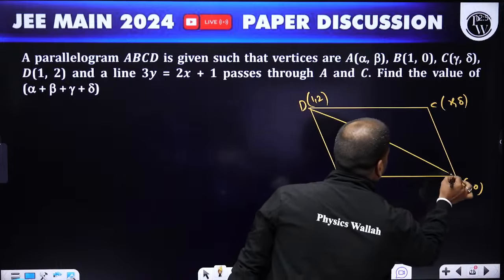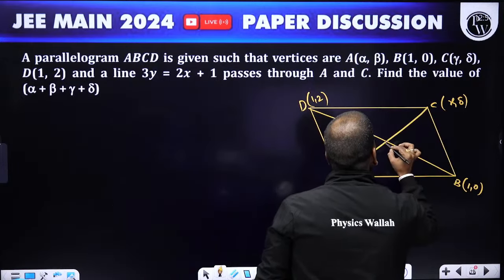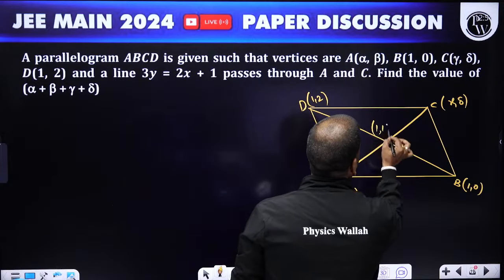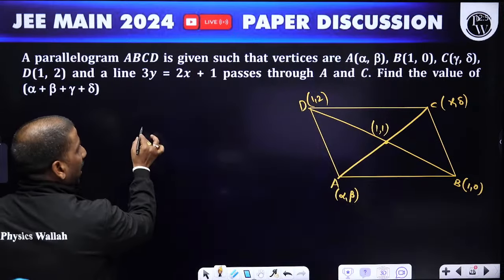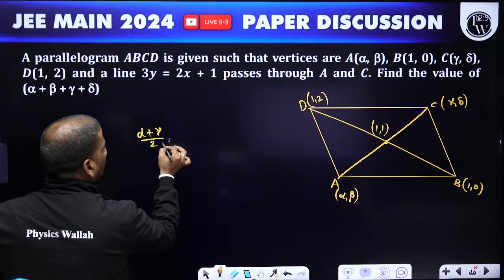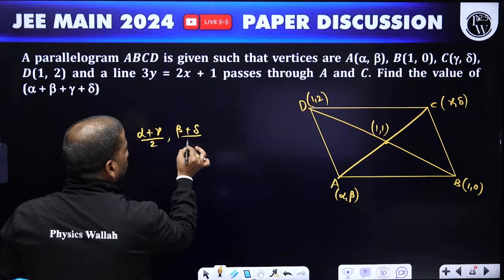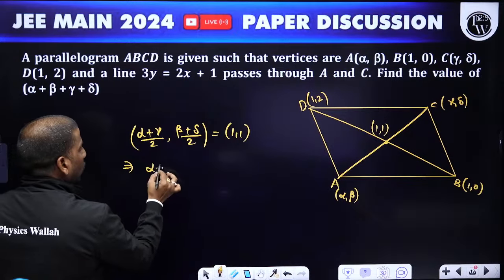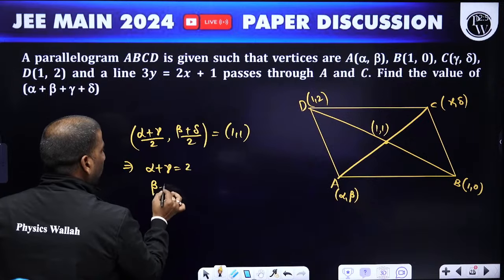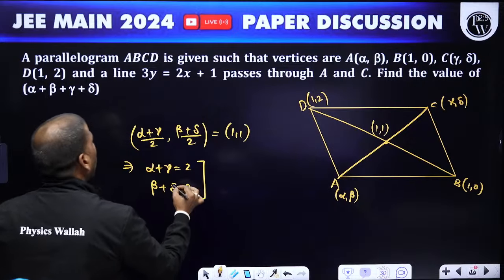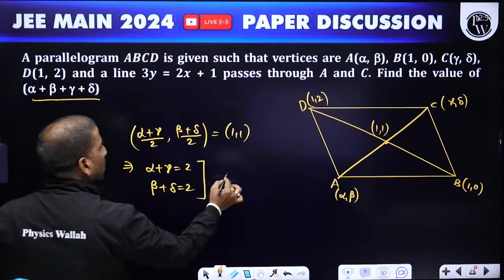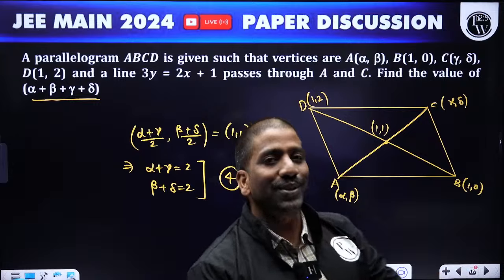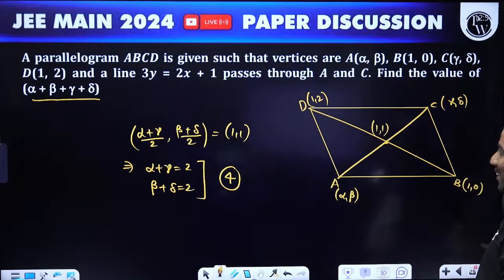So, what is the midpoint of BD? That is nothing but 1 plus 1 by 2, 1, 2 plus 1. So, that is 1. Right? What is the midpoint here? Alpha plus gamma by 2 and beta plus delta by 2. So how easy this is? Nothing required, right? So that means alpha plus gamma is equal to 2. Beta plus delta is also 2. If you want to add both, alpha plus beta plus gamma plus delta, answer will be 4. How simple it is, using elementary coordinate geometry.